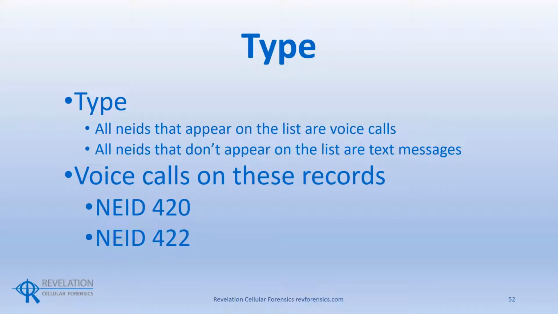The type column in the template identifies whether the entry was a voice call or text message. In Sprint records, we base the type of entry on the NEID used. On these records, voice calls have an NEID of 420 or 422. All others are text messages. The NEID numbers may look different in your area, but you should be able to identify them with the NEID list from Sprint mentioned earlier in this course. After analyzing a few sets of records, you should become familiar with the NEIDs in your area.